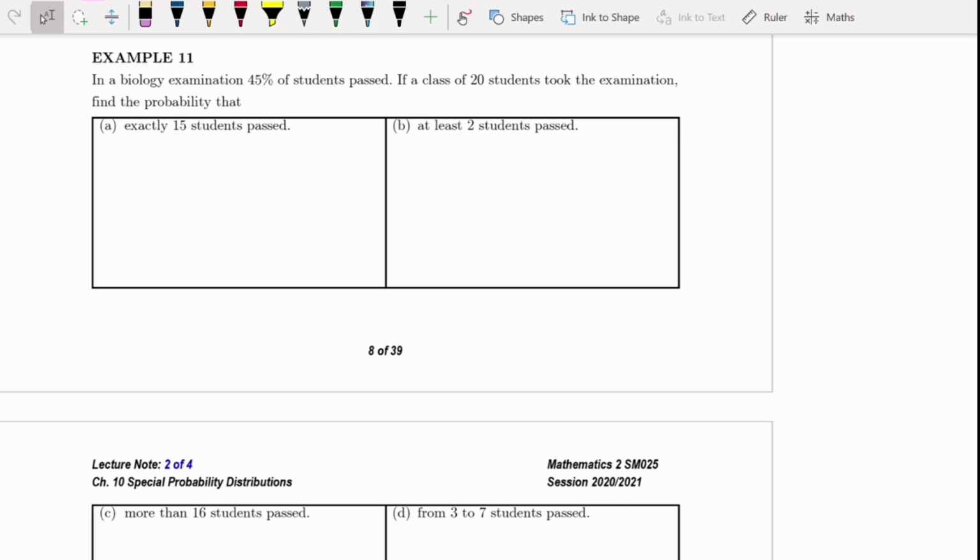Example 11. In a biology examination, 45% of the students passed. In a class of 20 students who took the examination, find the probability that exactly 15 students pass. Before we solve this question, first we need to let X be the number of students that pass the exam.